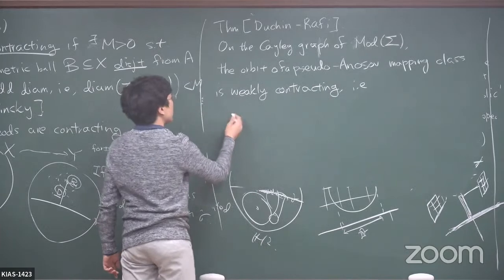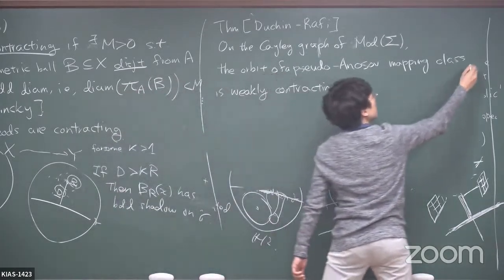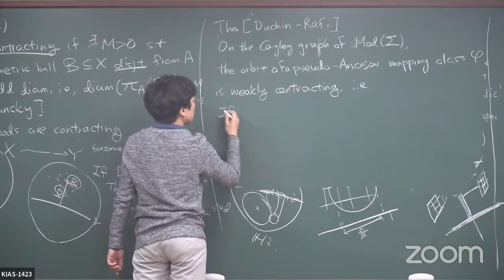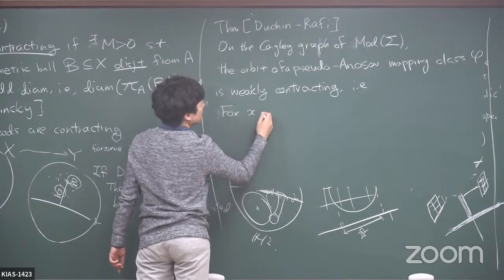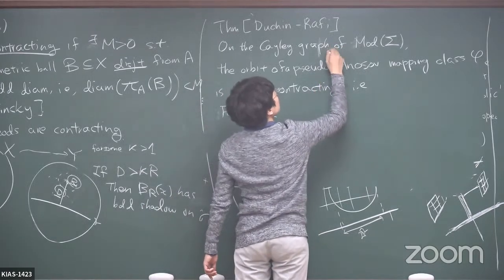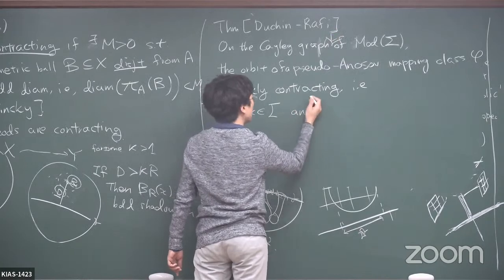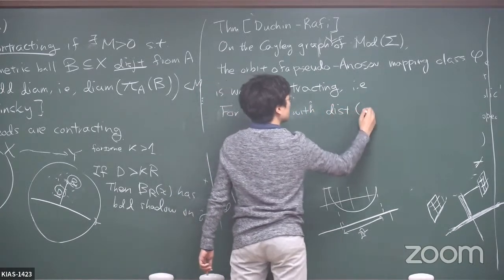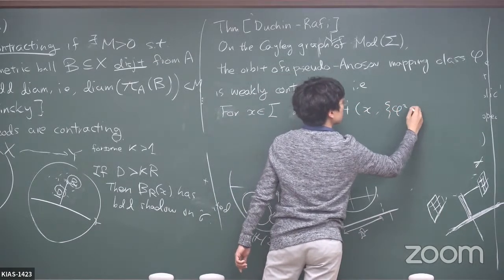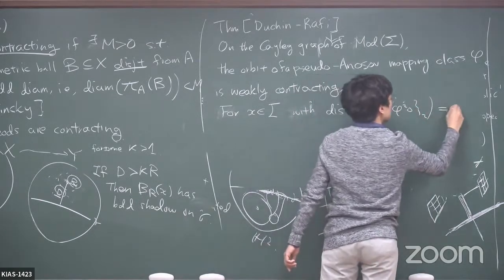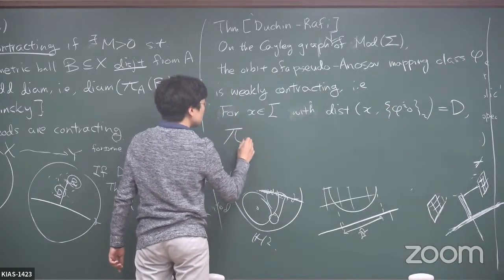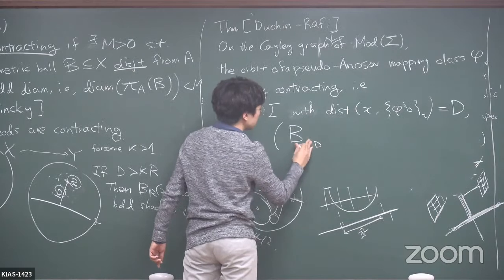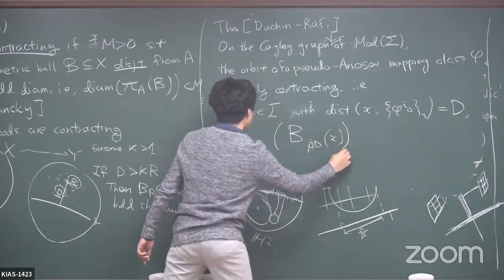It means that, let's say, the orbit of phi, if x in the Cayley graph has distance d from x to the orbit, then the projection of the metric ball of radius rho d of x onto this orbit has bounded diameter, at most M.